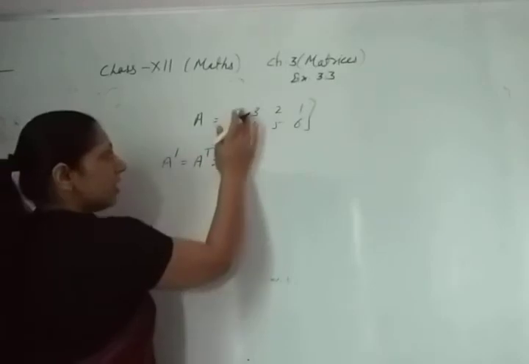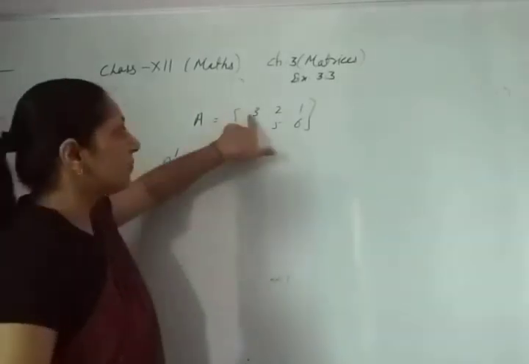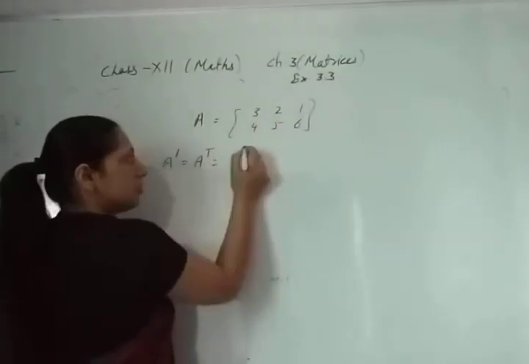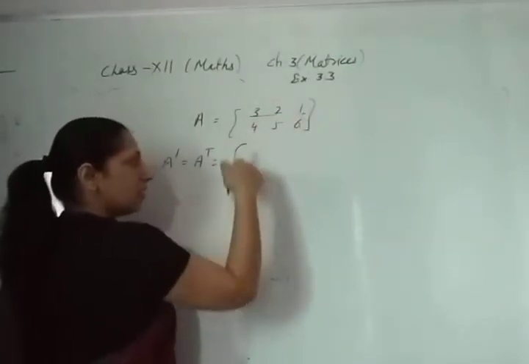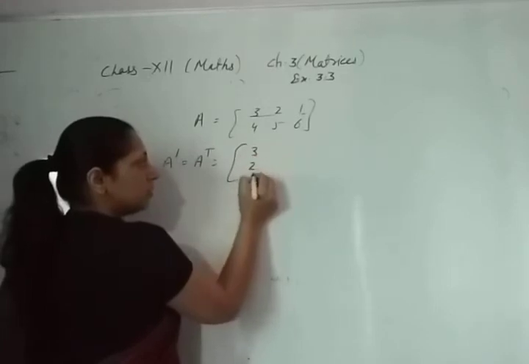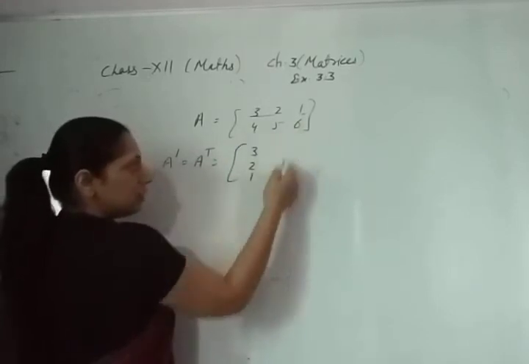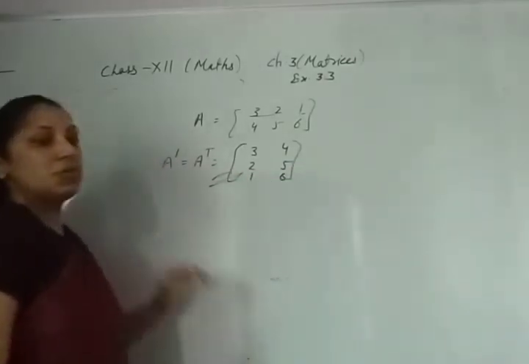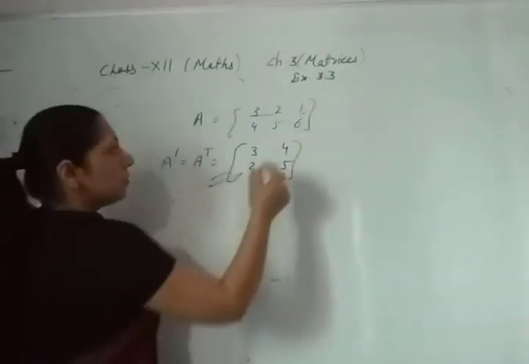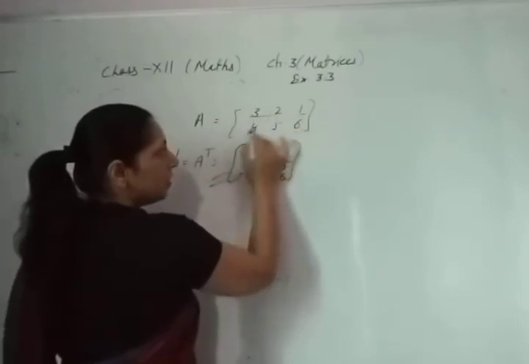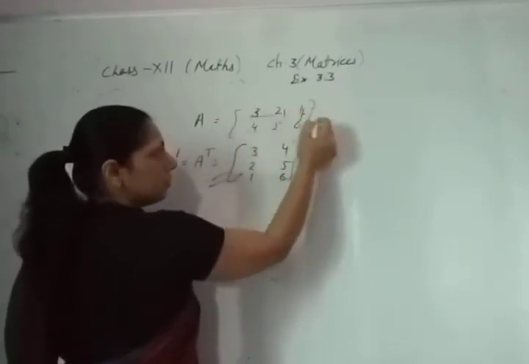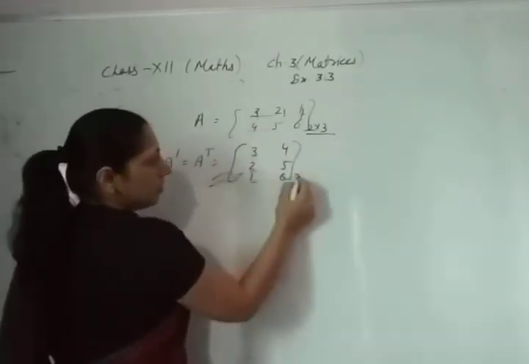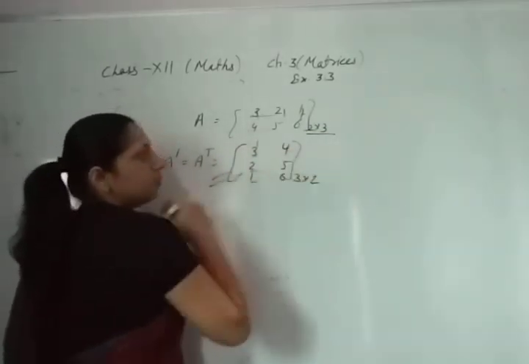In this case, I said that if we change the rows into columns, that is the transpose. So the first row becomes our first column, 3, 2, 1, and the second row becomes our second column, 4, 5, 6. So this is the transpose of a matrix. The order of this matrix is 2 by 3, 2 rows and 3 columns. Now the order of the transpose is 3 by 2, 3 rows and 2 columns.